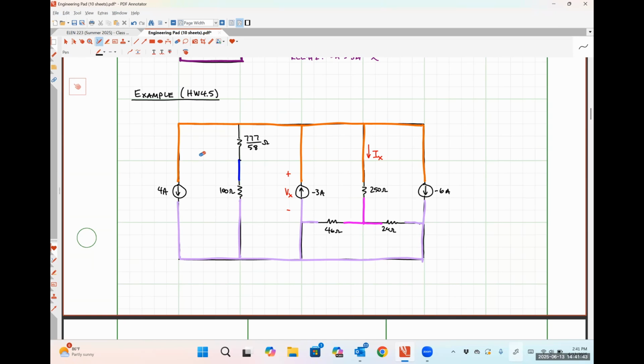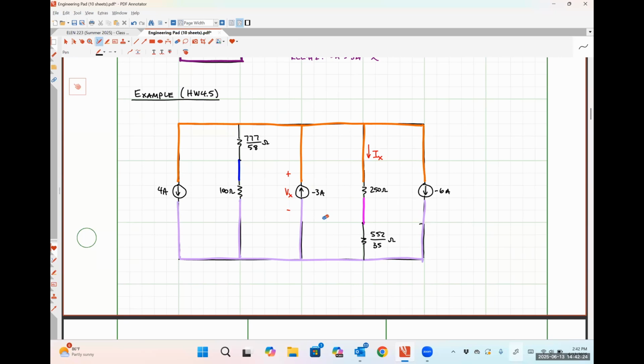I'm going to do something fairly similar for the 46 ohm resistor and the 24 ohm resistor. So I can erase these guys, 46 and 24, and I can replace them with a single resistor connected between pink and purple. So when I put in my calculator 46 times 24 over 46 plus 24, I wound up getting 552 over 35. And once again, I'm just going to erase these little stubs that are sticking out.